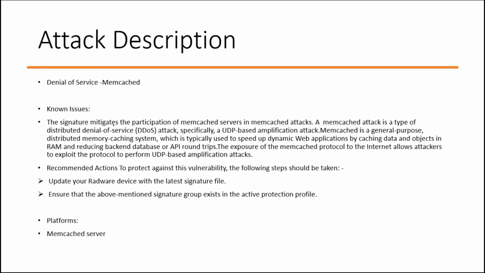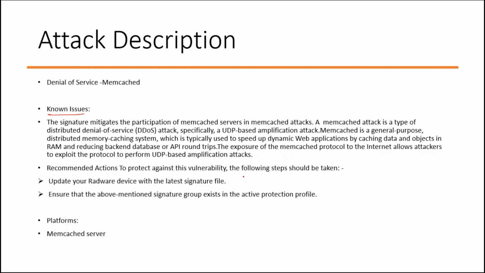First of all, let's learn what the memcache server attack is. This signature mitigates the participation of memcache servers in memcache attacks. Basically, a memcache attack is a type of DDoS attack. It's a UDP-based amplification attack. Memcached is a general purpose distributed memory caching system used to speed up dynamic web applications by caching data. It is a server used for caching your data and objects into RAM. Exposure of the memcache protocol to the internet allows attackers to exploit this protocol, and we need to take major actions to protect against this vulnerability.